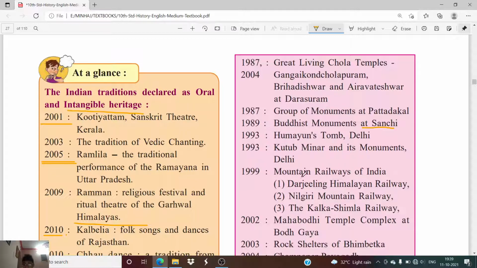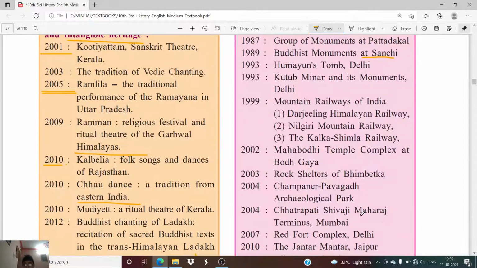Okay, so there are three mountain railways. That is Darjeeling Himalayan Railway, Nilgiri Mountain Railway, and the Kalka Shimla Railway. Then Mahabodhi Temple Complex at Bodh Gaya. Then rock shelters at Bhimbetka, Champaner Pavagadh. It is an archaeological park.